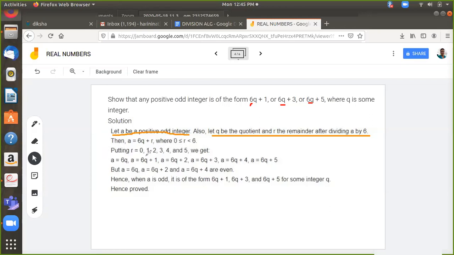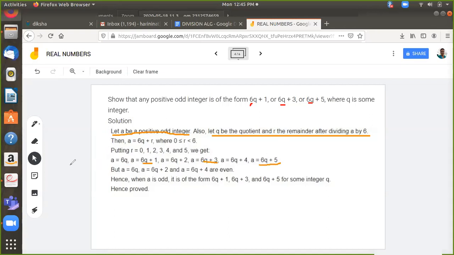So what are the 6 values when you substitute it there? a can be either 6q plus 0, which will be 6q. a will be 6q plus 1 if the remainder is 1. If the remainder is 2, it will be 6q plus 2. Similarly, 6q plus 3, 6q plus 4, 6q plus 5. Now, out of all this, only 6q plus 1, 6q plus 3 and 6q plus 5 will be odd numbers.